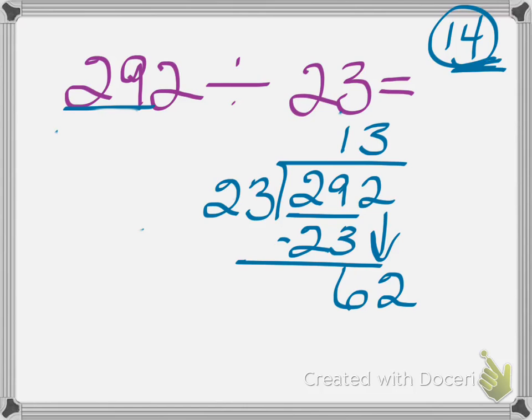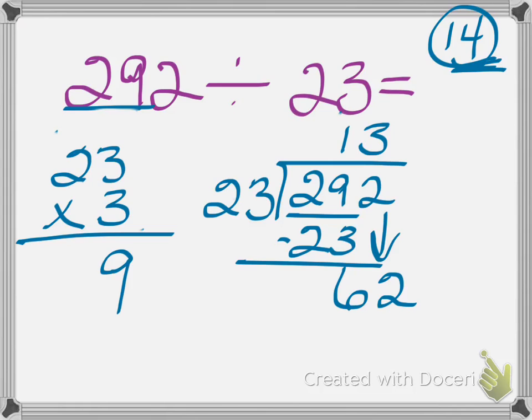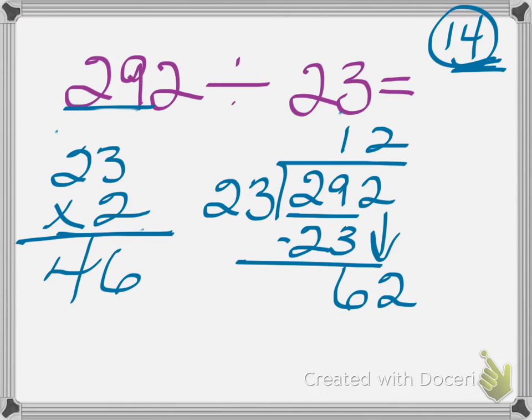Let's try 13. 23 times 3. 3 times 3 is 9. 3 times 2 is 6. So I've got 69. Still a little bit too big. So what am I going to change that number to? If you said 2, you're right. Change that to a 2. 23 times 2 is 46.